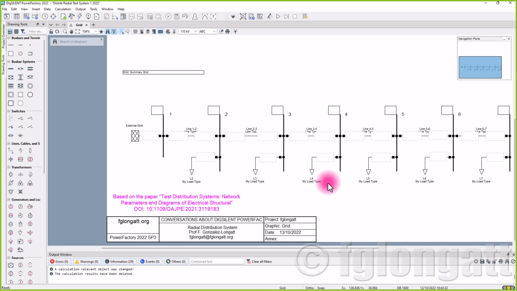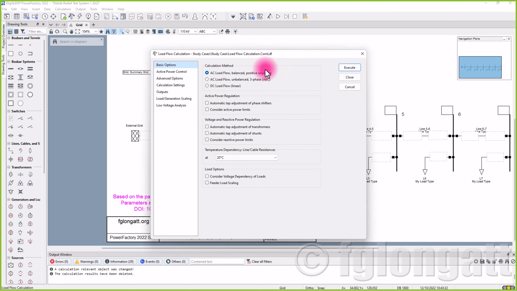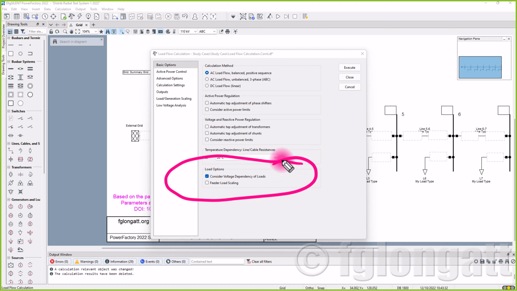Now we have included the voltage dependence model in each one of those loads. The next step is, let's run a power flow. We can go here to the top and activate the command load flow. But we need to tell PowerFactory, and this is a very important aspect, that we are including the voltage dependence for all the loads, okay? Remember, because otherwise, if you don't tick this option, PowerFactory will run the classical load flow, and the classical load flow is based on a constant power model, okay? This is something for kids. Anyone knows this. And now what I will do is execute.